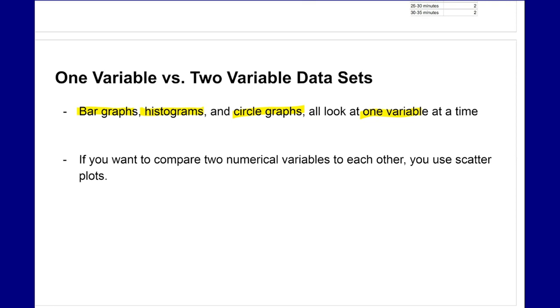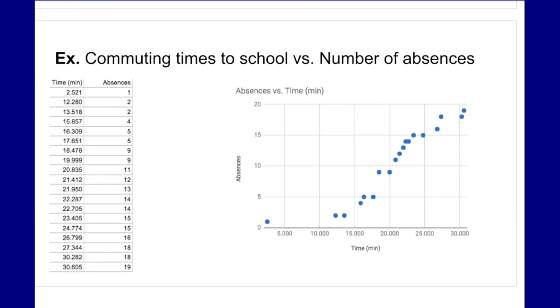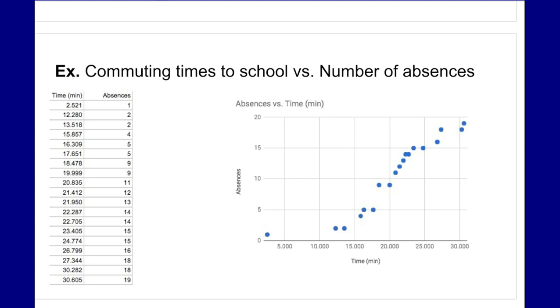If we're comparing two numerical variables to each other, we use a scatter plot. That might be the example of looking at the time it takes to get to school versus absences. Those are two numerical variables. You can go back up and take a look at that example and see how that compares to some of the other ones. We can see that here again: commuting times to school versus the number of absences. So we have two numerical variables.